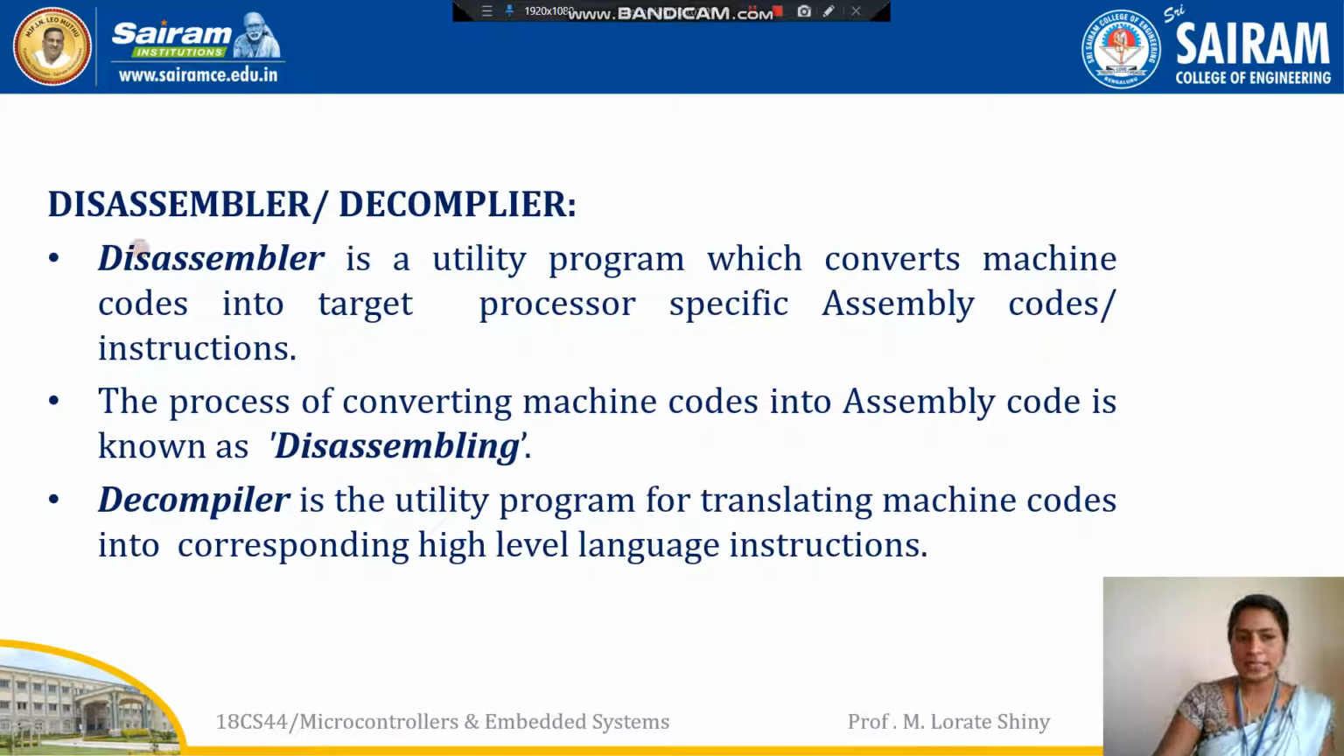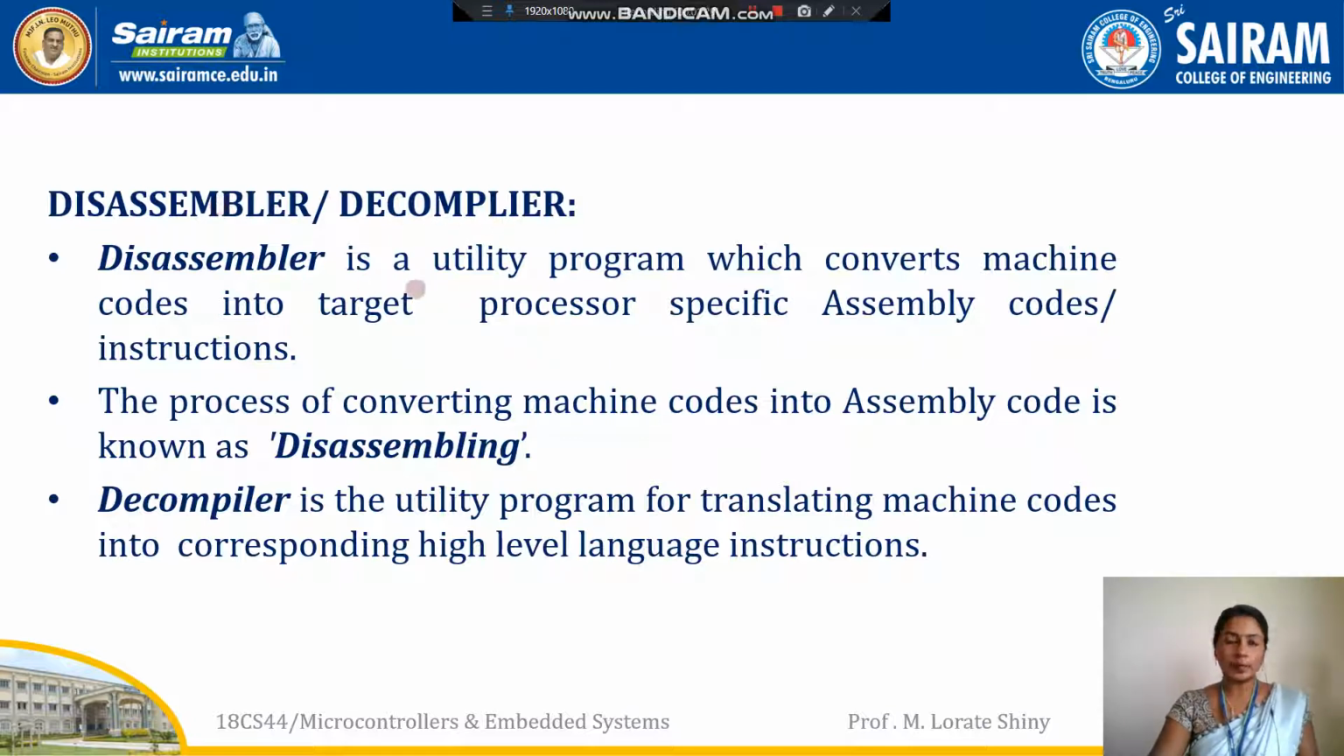Next, disassembler and decompiler. We know what is assembler and compiler. Assembler is used to convert the assembly language to machine code, and compiler is used to convert the high-level language to machine code. This disassembler and decompiler are doing the reverse operation.